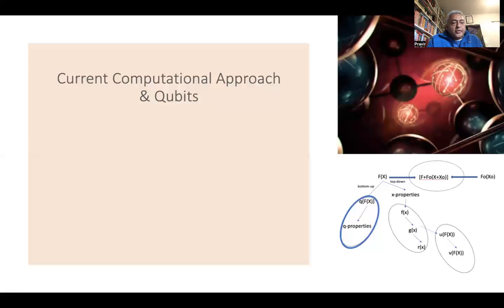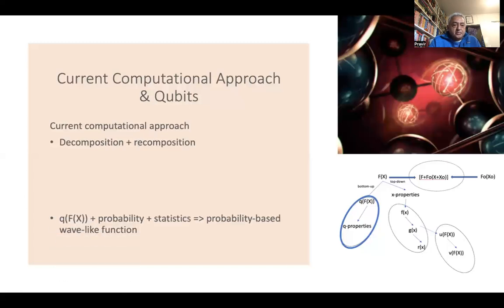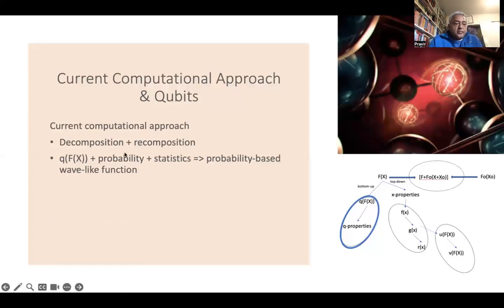The question, before we go into more detail, is what is the current computational approach, quantum computational approach, with regard to this set of actors? Now, as I suggested, what we appear to be doing right now is going through a process of decomposition and recomposition, in that we're measuring some aspect of the whole, and that results in something that we're calling QFX. And then we're subjecting that to probability and statistics to arrive at a probability-based wave-like function.